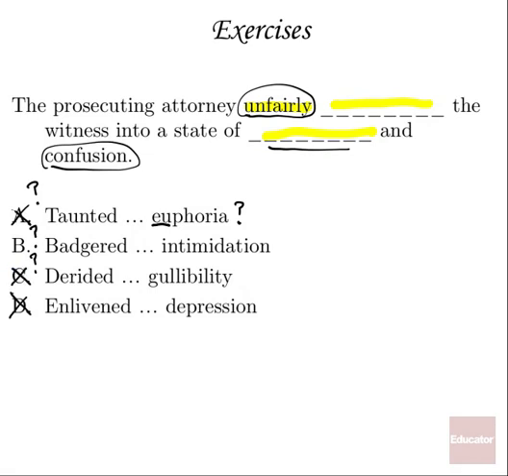Turns out the best answer is badgered and intimidation. A prosecuting attorney is badgering the witness in order to intimidate him. Gullibility might have fitted here, but you have to think about the context. This is an attorney. This is a courtroom. He's not trying to convince the witness. He's trying to convince the jury. So gullibility doesn't really matter here. This would be an example of a fairly difficult question that you might see on the word games.